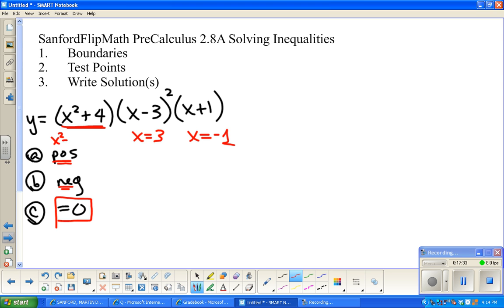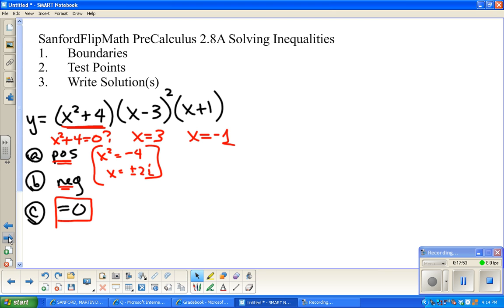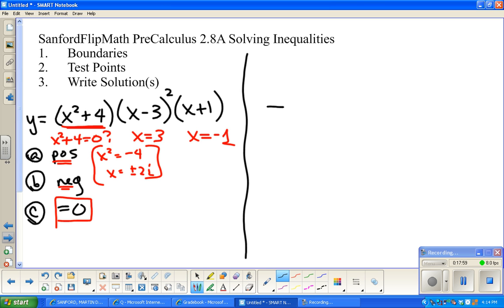I mean, for what x values are x squared plus 4 equal to 0? Well, that would have to be x squared equals -4, so x equals plus or minus 2i. Well, how do you do that on a graph or on a number line? You don't. So for these problems, we're not going to worry about imaginaries, because how are you going to be greater than 2i or less than 2i? So we don't. All right, so let's do a sign chart.